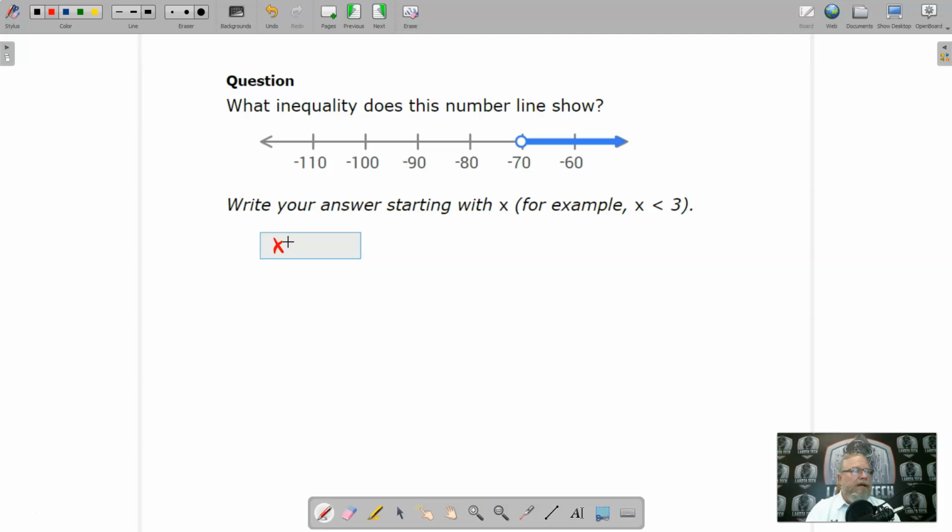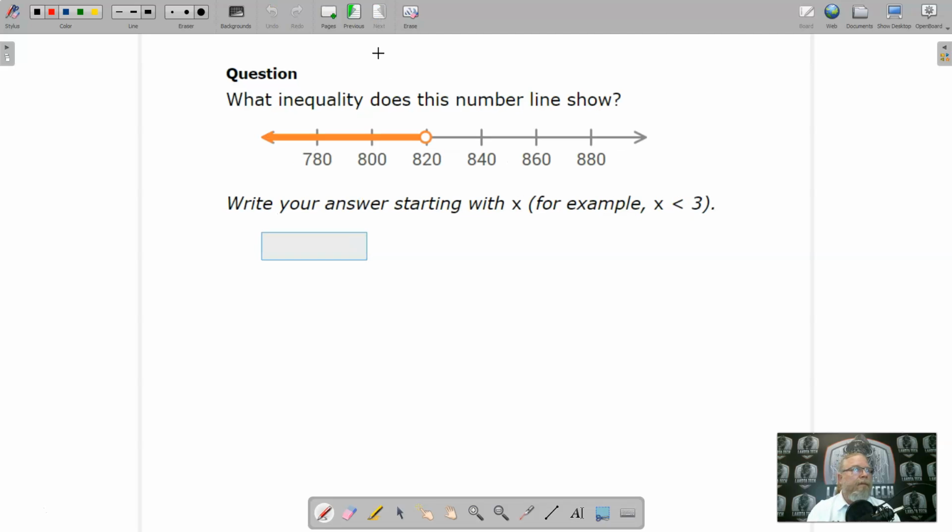Let's go ahead and type in our x, select our sign from underneath. It's pointing to the right, so we're talking about all the numbers that are greater than. It's not a very good greater than symbol, is it? I was leaving room for the equal part, but actually we don't need the equal part because it is an open dot. And we're plotted at negative 70. So the inequality for this graph is x is greater than negative 70.